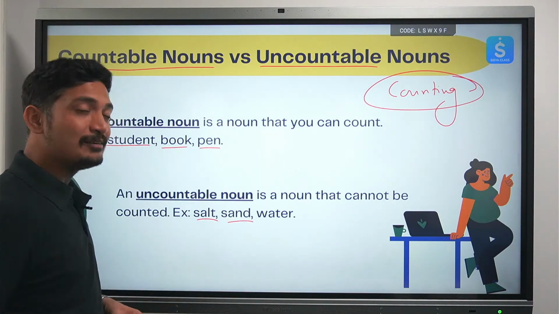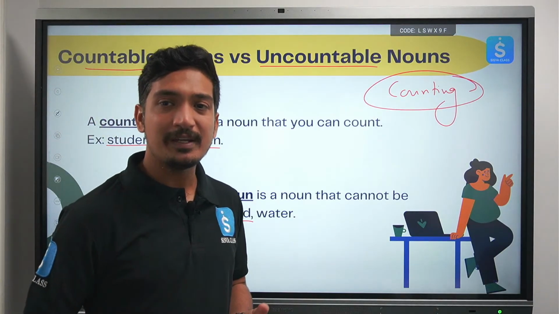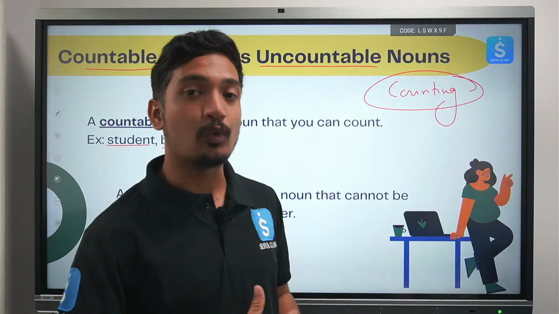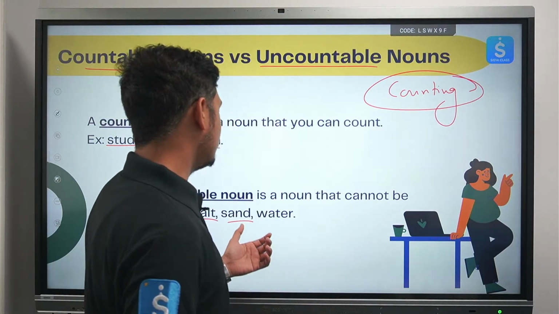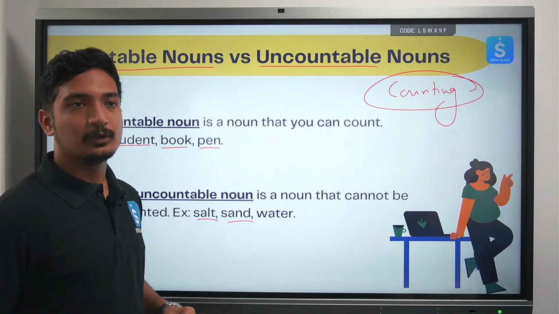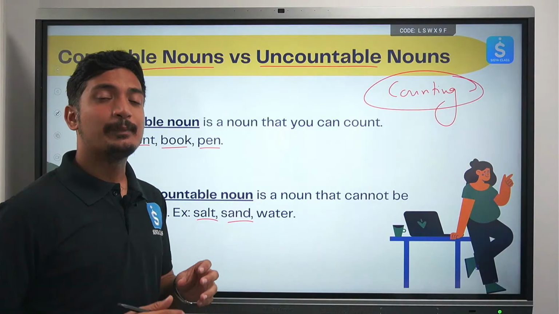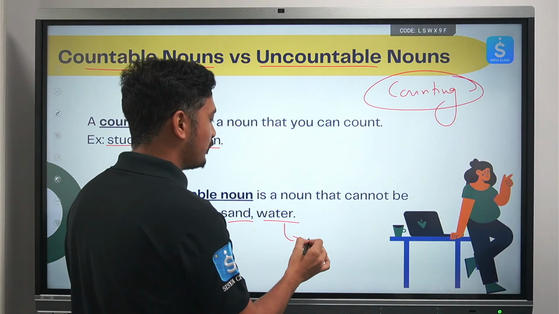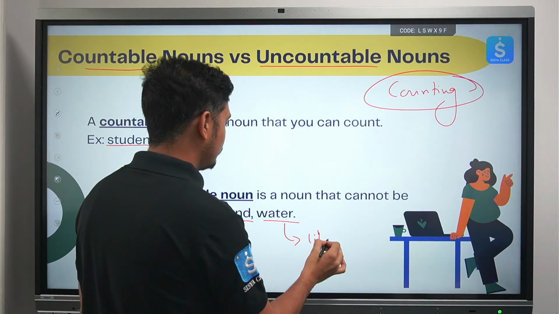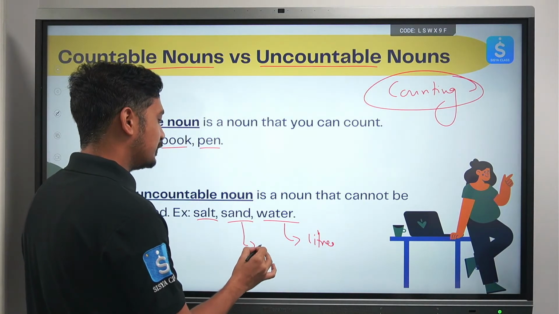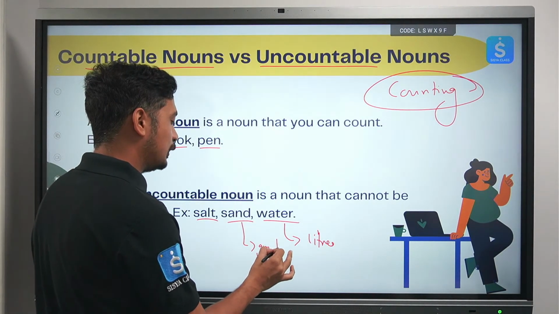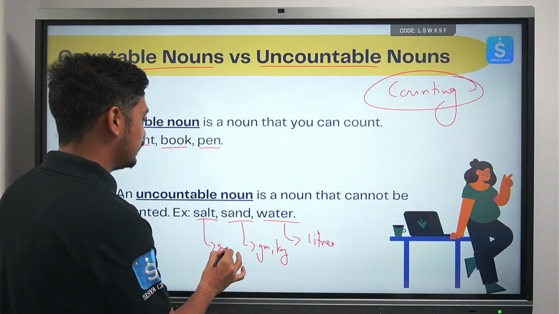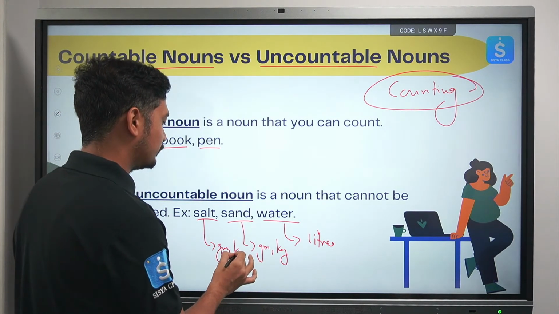Again, sand, it can be measured, it can be quantified, but it cannot be counted. Okay, so there is a difference between counting and quantifying, right? Here you can do the quantification of it, but you cannot count it. Then we have water. Water can be quantified in liters, right? Sand can be quantified in grams or kilograms. Likewise, salt can be quantified in grams and kilograms also, right?